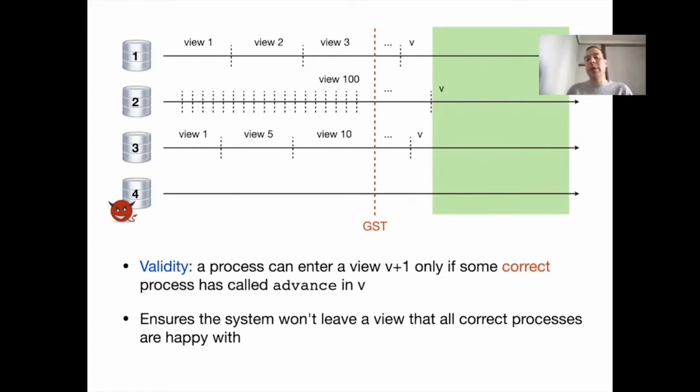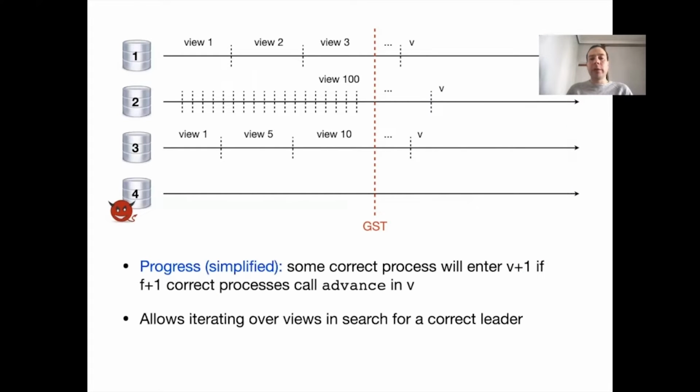For example, if the SMR protocol suspects the leader of v to be faulty. And so the next property called progress gives conditions under which this will happen. I will present it only in a simplified form. It says that some correct process will enter a view v+1 if at least f+1 correct processes call advance in the previous view v. So let's take the example on the slide. Here we have 4 processes. That means f equals 1. This means that if at least 2 correct processes, for example, 1 and 3, call advance, then we're guaranteed that some process, for example, process 3, will enter the next view v+1.